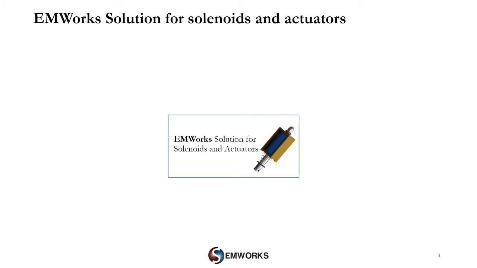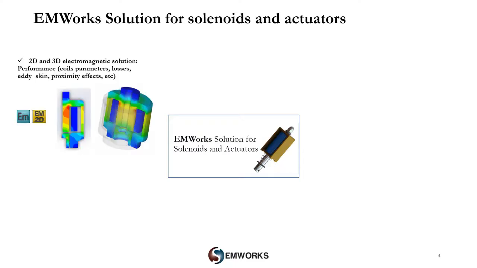EMWorks provides a full solution that can help designers to study and solve the different issues posed by solenoids and actuators. So our solution starts by offering 2D and 3D electromagnetic software covering both magnetic and electric fields. EMS is our 3D electromagnetic tool, while EMWorks 2D consists of a two-dimensional simulation software. They help to compute different results, including magnetic fields, forces, coil parameters, losses, etc.